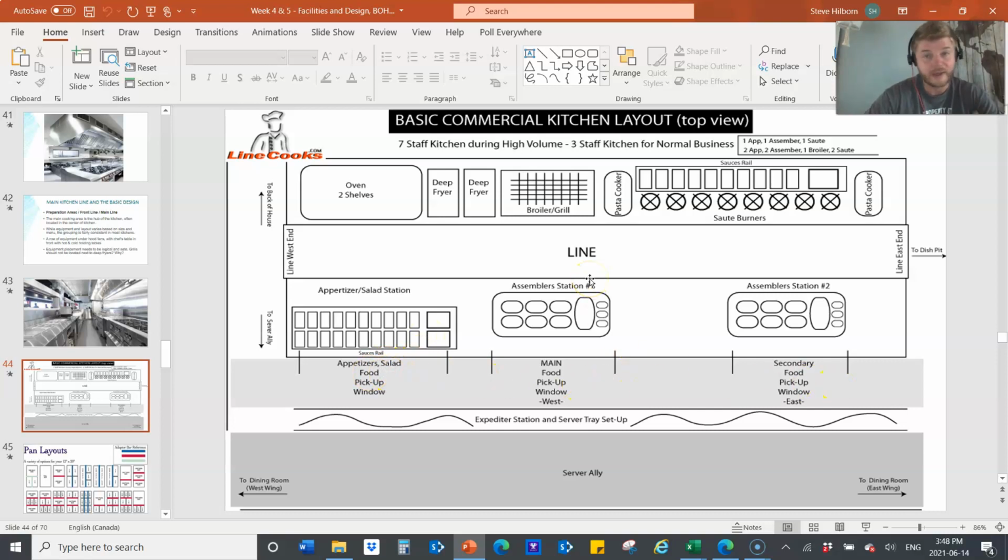Now, cool thing about this picture that we're looking at is that they can have a maximum of 7 staff during high volume and 3 staff during normal business. So these are your peaks and valleys of business. So this gives you an idea of, hey, not only have we designed this place for our regular days, serving a breakfast or a lunch on a Tuesday, but we've also designed it so that we know how many people are going to be working on our busy Friday and Saturday nights. So it just again gives you an idea of the flexibility and adaptability, universal design principles basically, that we talk about, and how this could be used with 3 people and how this could be used with up to 7 people.